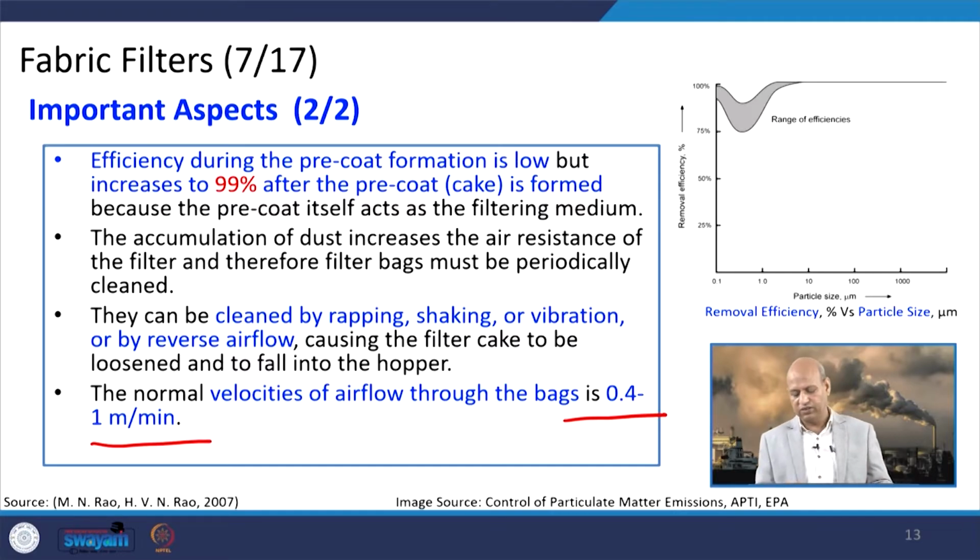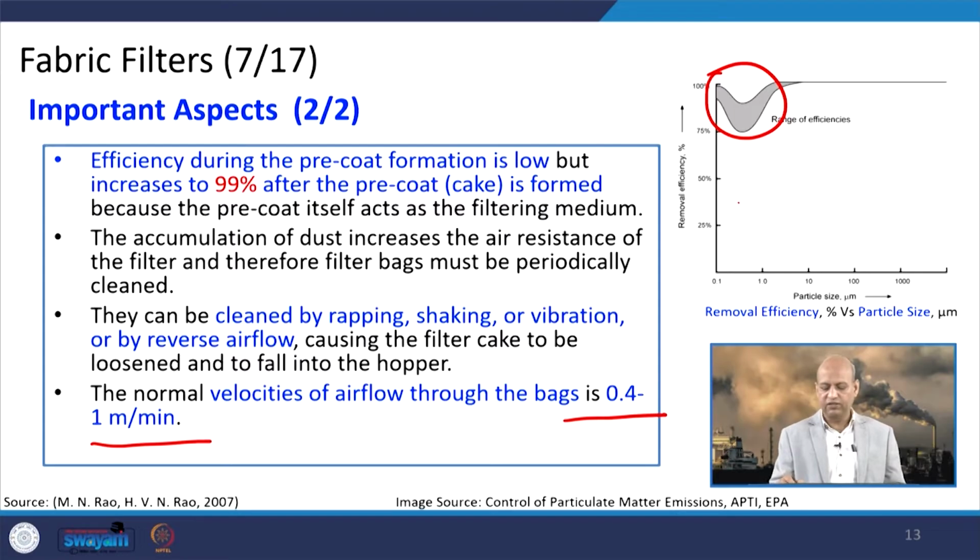That kind of velocity has to be there. Otherwise, you can see the removal efficiency varies for different particle sizes, and there is a drop for some particle sizes, which can again be overcome when cake formation occurs. For those particles of 0.1 to 10, the efficiency is lower in the initial stages, but after cake formation the removal can be better. So, in continuation to the important aspects, we also consider pre-coat formation.